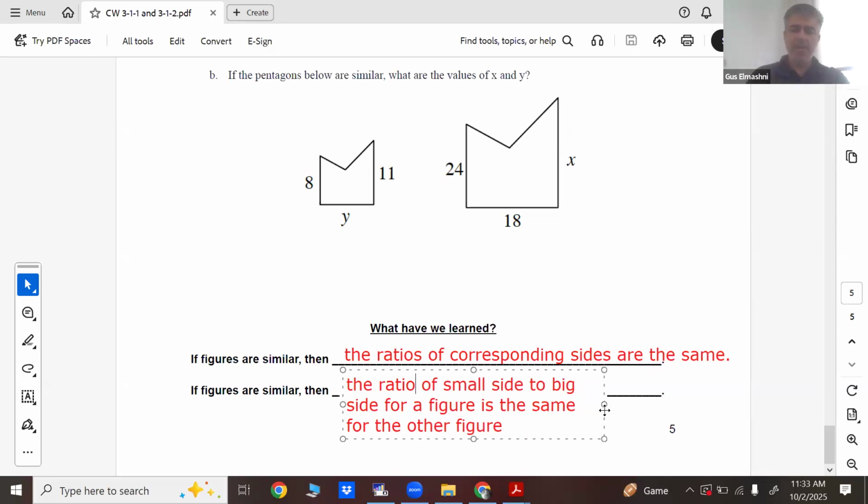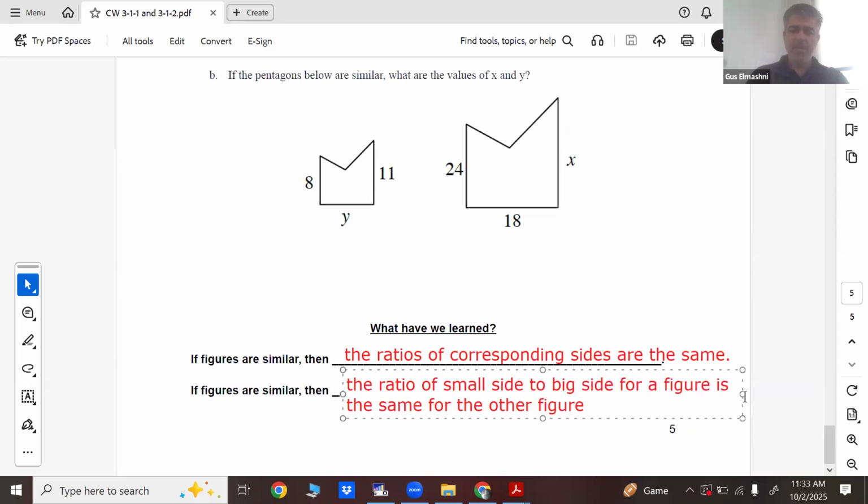It's more writing, less right. Write the ratios. For example, for this one we're seeing right now, you could have said 8 to 24 equals 8 to 11 equals 24 over x. You get the same answer. It's just showing all the possibilities.